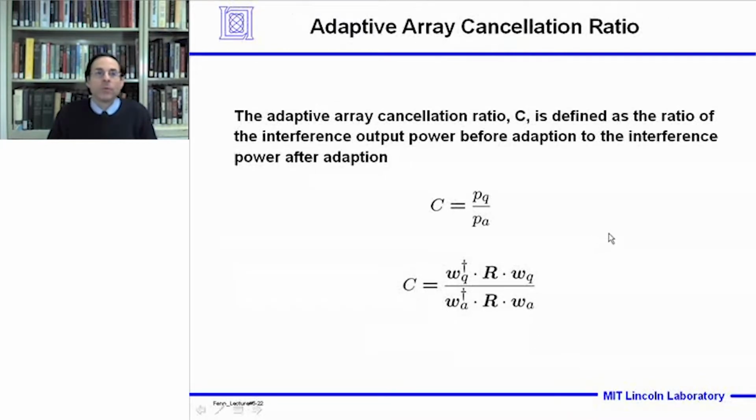Next, to compute the adaptive array cancellation ratio, we define that as the ratio of the interference output power before adaptation to the interference power after adaptation. It would be P sub Q divided by P sub A. And so the cancellation ratio is the quiescent weight vector conjugate transpose times the covariance matrix times the quiescent weight vector divided by the adapted weight vector conjugate transpose times the covariance matrix times the adaptive weight vector.